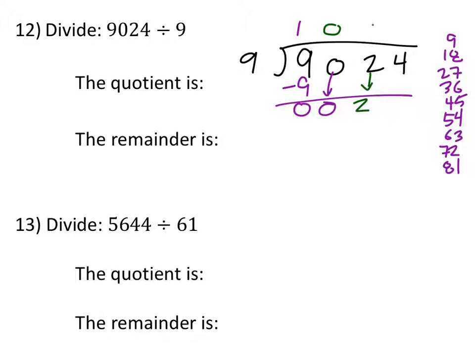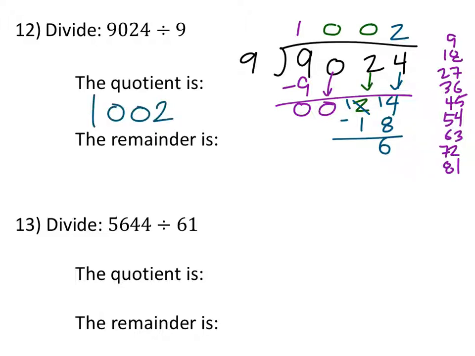9 still doesn't go into 2. So I've got to carry down a 4 and make this 24. 9 goes into that 24. Looks like it will go into it twice. 2 times 9 is 18. And subtracting this, I got to borrow 1 from the 2. And that looks like it's 6. So the quotient would be 1,002 with a remainder of 6. Of course, we could write it like this as well.